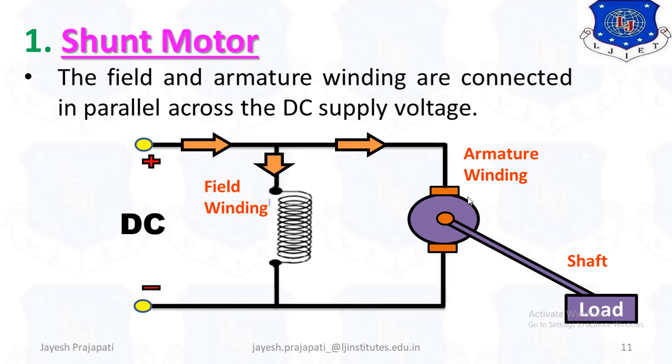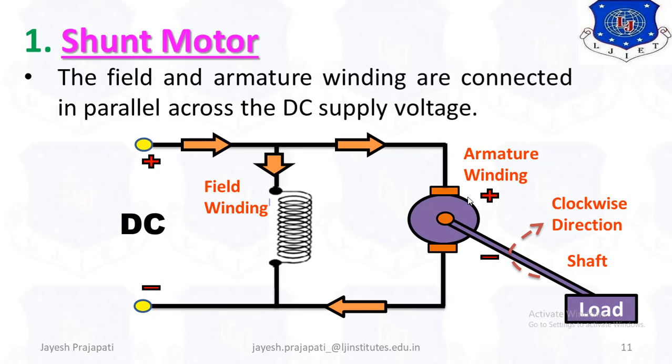Now the field current remains constant, so the flux produced by the field current is also constant. So that's why it is called a constant flux motor. Due to this, the shaft of the motor can rotate in clockwise direction. Okay, so that is a shunt motor.